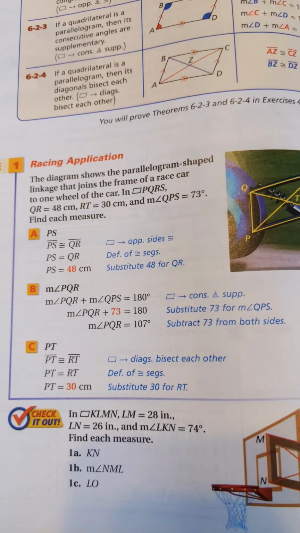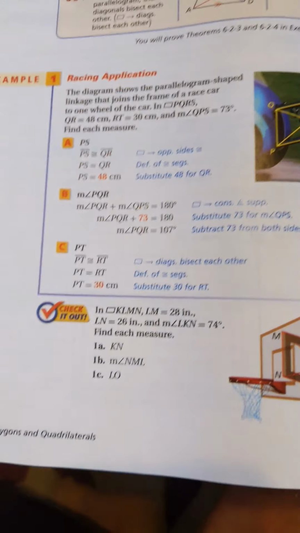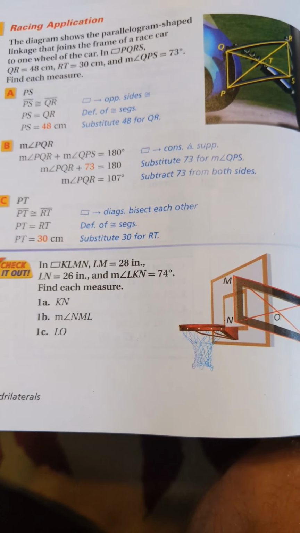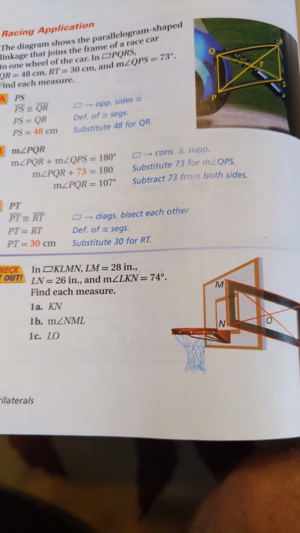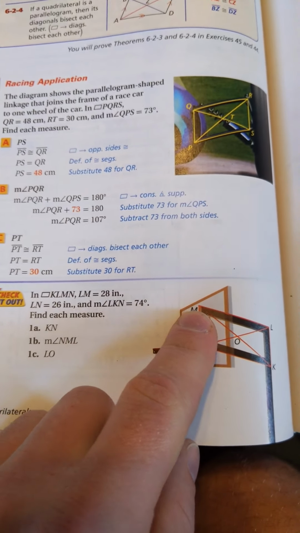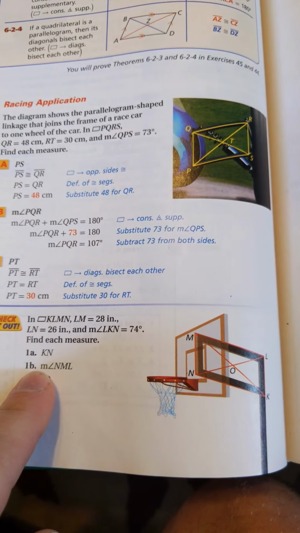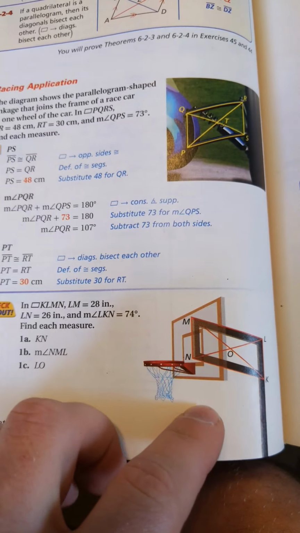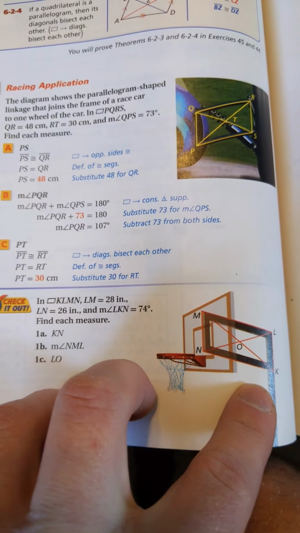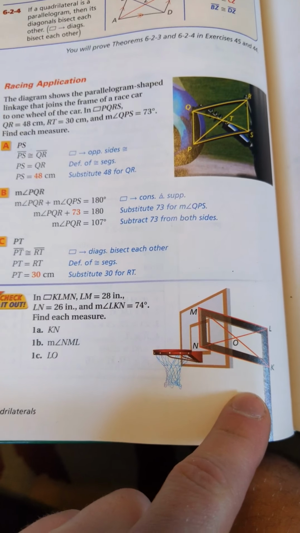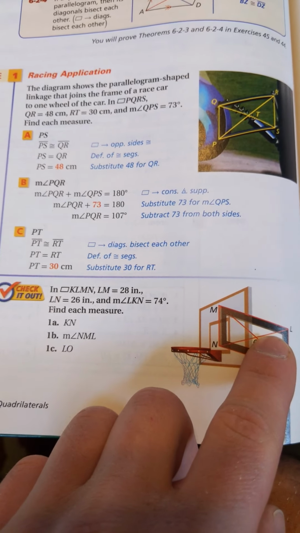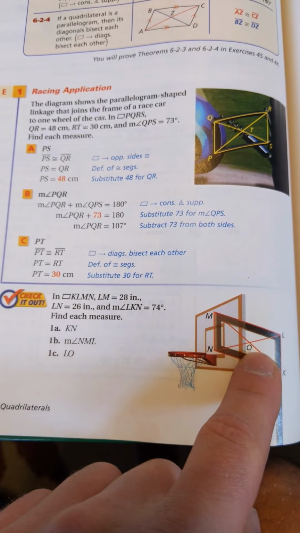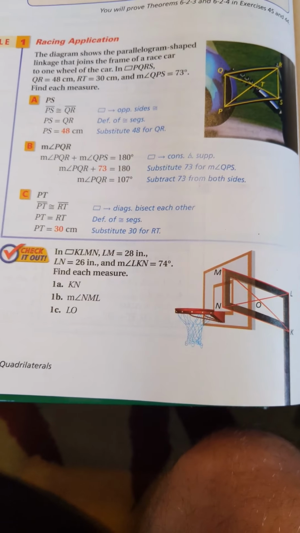And then it works through some basic questions here. If we look down here at the question, in quadrilateral KLMN, LM is 28. KN must be 28, since it is across from it. What is the measure of NML? Well, if LKN is 74 degrees, its opposite must be 74 degrees. If we know that LN is 26, based off up here, LO must be half of it, which is 13. Just some quick checks of your conditions.